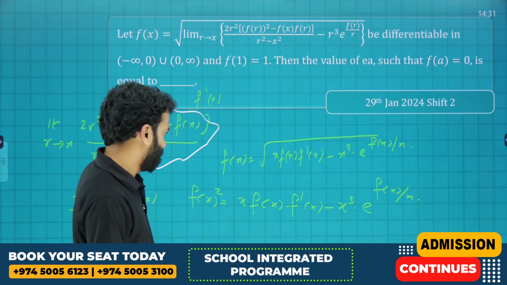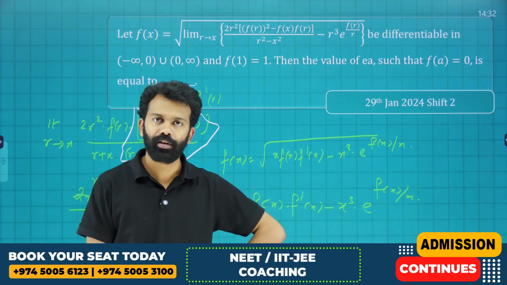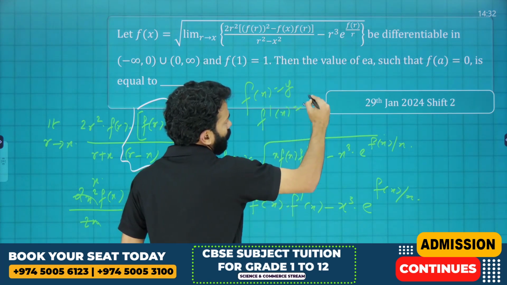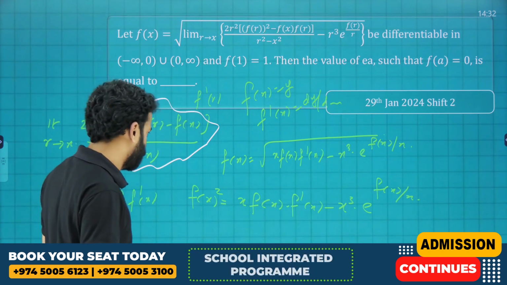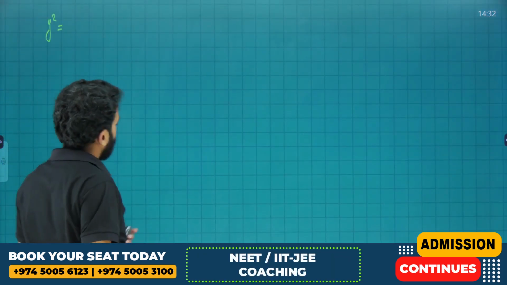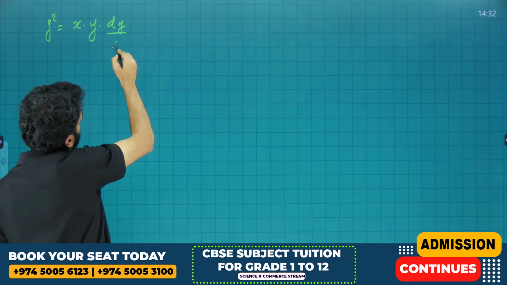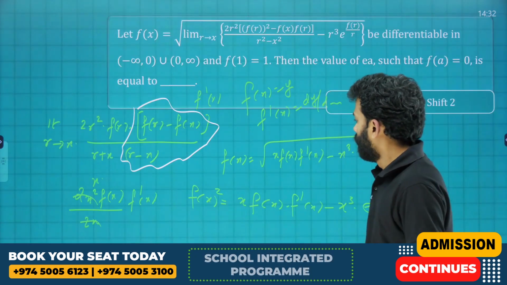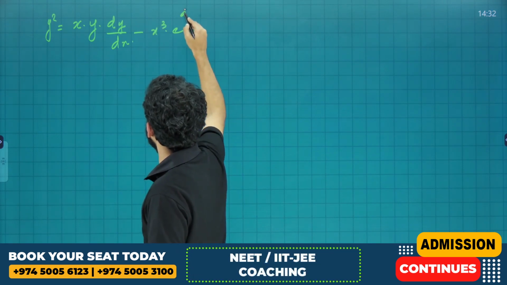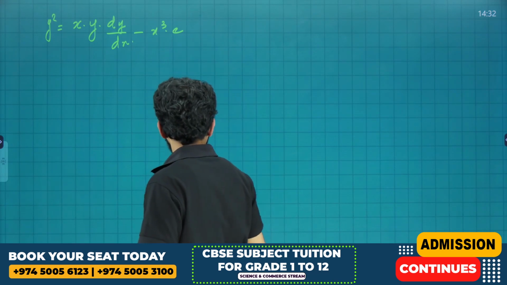Okay, let's do one thing. To communicate with you, I am going to substitute f of x as y, and f dash of x as dy by dx. Let's put f of x is equal to y and f dash of x is equal to dy by dx. That is, this becomes y square is equal to x into y into dy by dx, minus x cube into e raised to f of x by x, that is e raised to y by x.